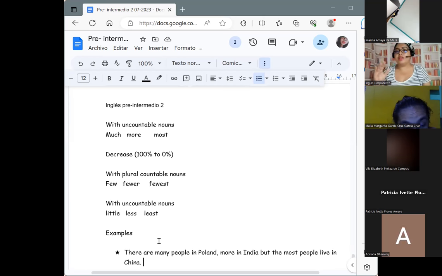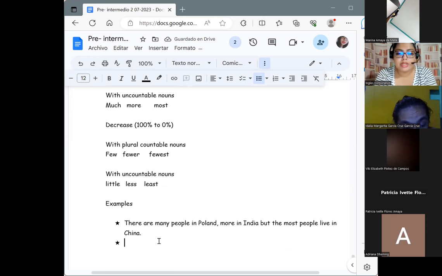So in this case, we are talking about from 0 to 100. In this case, we are talking about a quantity that is kind of short, kind of little, and then we are going to go up with this kind of quantities. Empezamos de una cantidad poca hasta una gran cantidad. Next one.